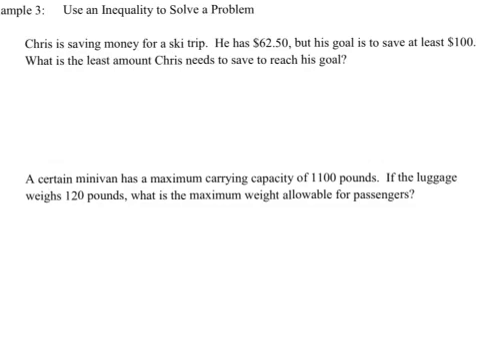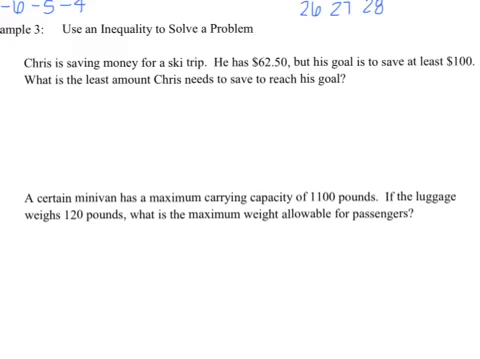Okay. So the last thing we have to do is a couple of word problems. So for letter A, Chris is saving money for a ski trip. He has $62.50, but his goal is to save at least $100. What is the least amount Chris needs to save to reach his goal? So he wants the amount that he saves to be at least $100. So if 100 is over here, the amount that he saves needs to be at least that. So that means it needs to be more than that or equal to that.